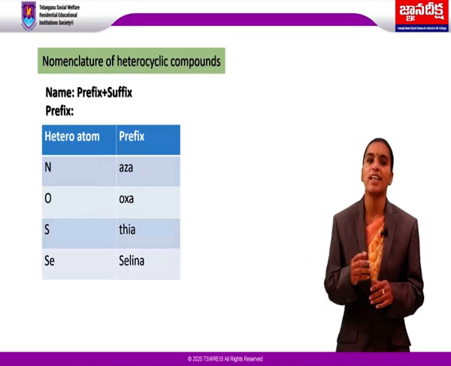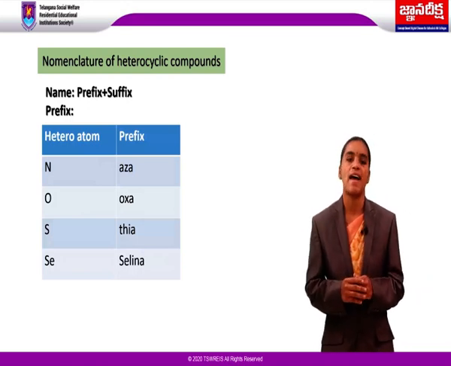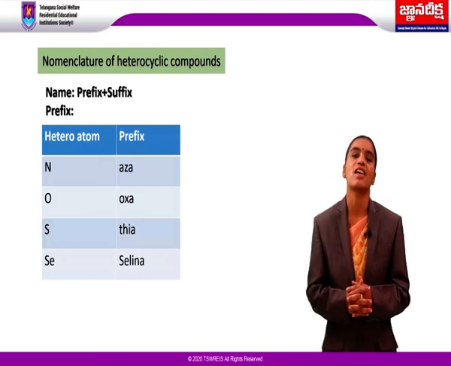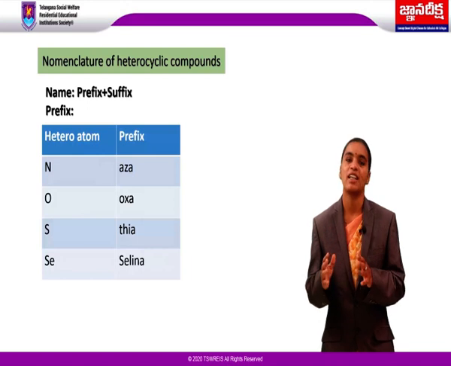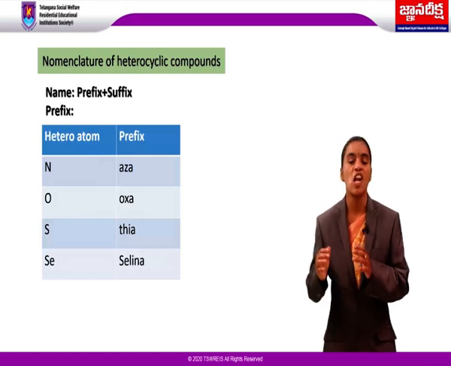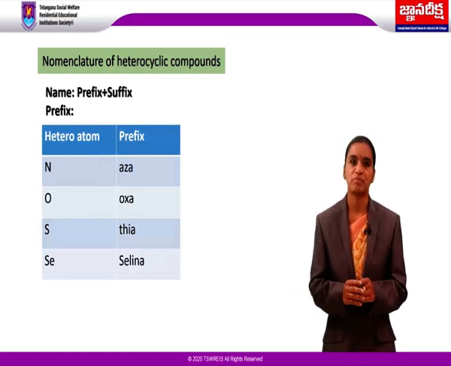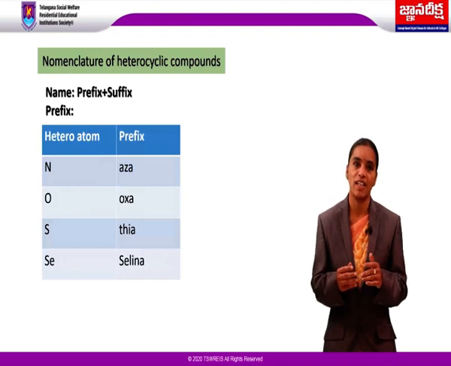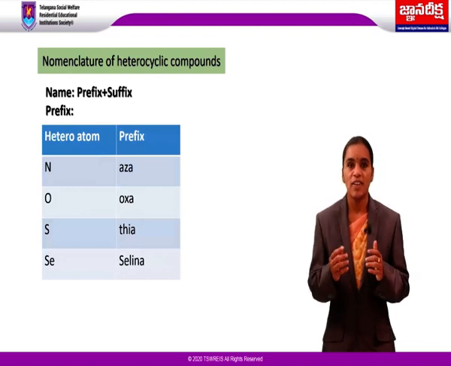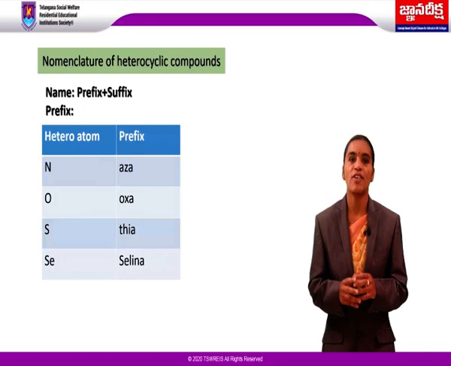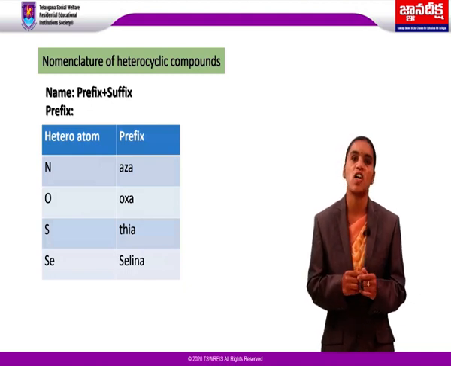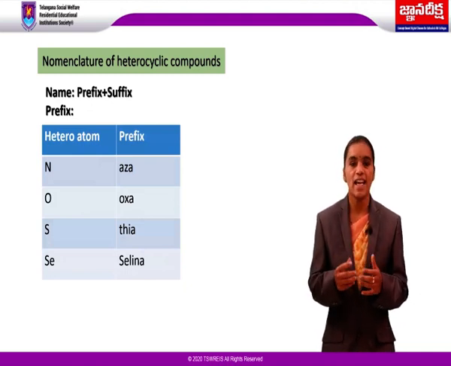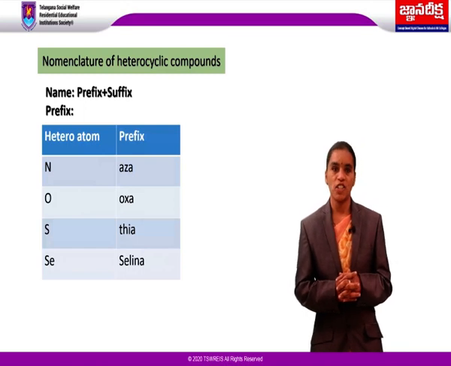In this system, we give the name of the compound by adding a prefix and suffix. Here, prefix is nothing but the first word of the name and suffix is nothing but the last word of the name. So, let's see how we can give the prefix. Whenever we want to give a prefix, first we have to see the type of heteroatom, whether it is nitrogen or oxygen or sulfur, etc. Look at the picture.